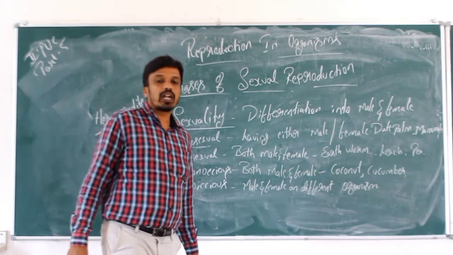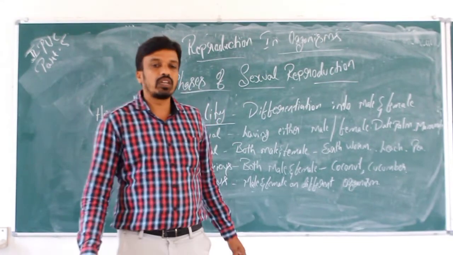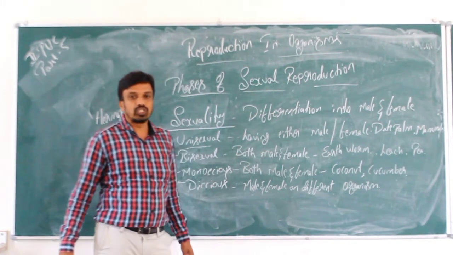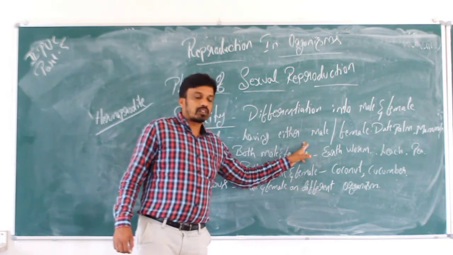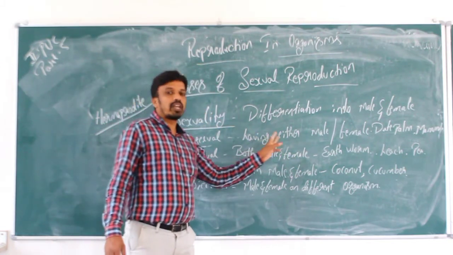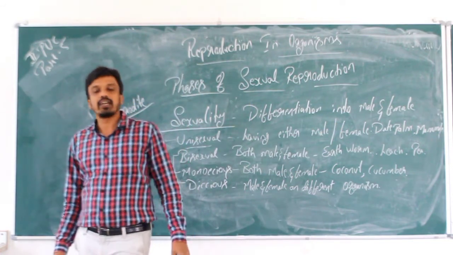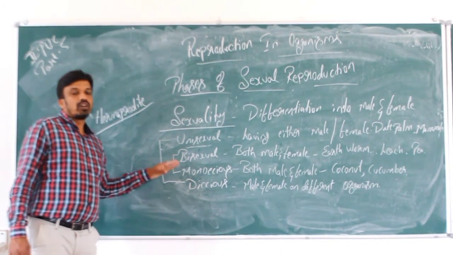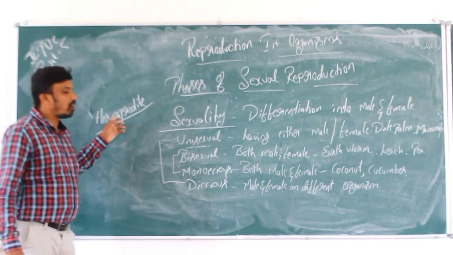What do you mean by hermaphrodites? The organisms having both male and female part in the same individual are called hermaphrodites. Example, earthworm and leech. So unisexual means either male or female part is present. Bisexual means both male and female part are present. Monoecious means both male and female part are present. Dioecious means male and female part are present in different organisms. So this is regarding the unisexual, bisexual, monoecious, dioecious and also hermaphrodites.